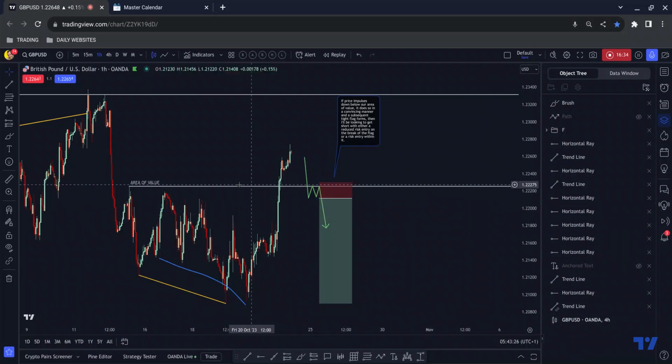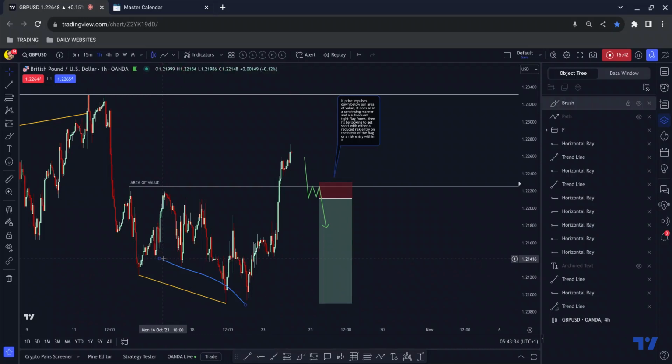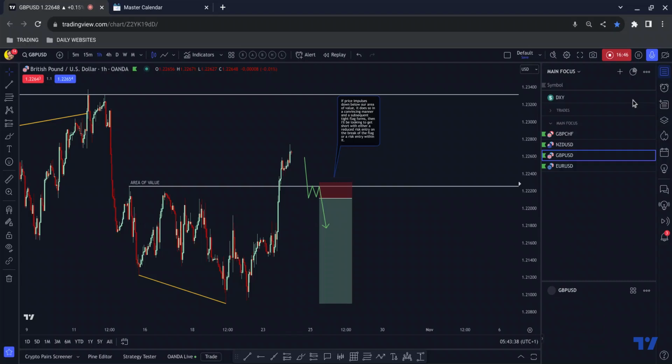And I have an alert set just above the area of value to see if we push down. If we just keep pushing up, I'm going to take this off of watch, because there would be nothing that I'd be interested in by the end of the day if that was to occur. So that is pound dollar.